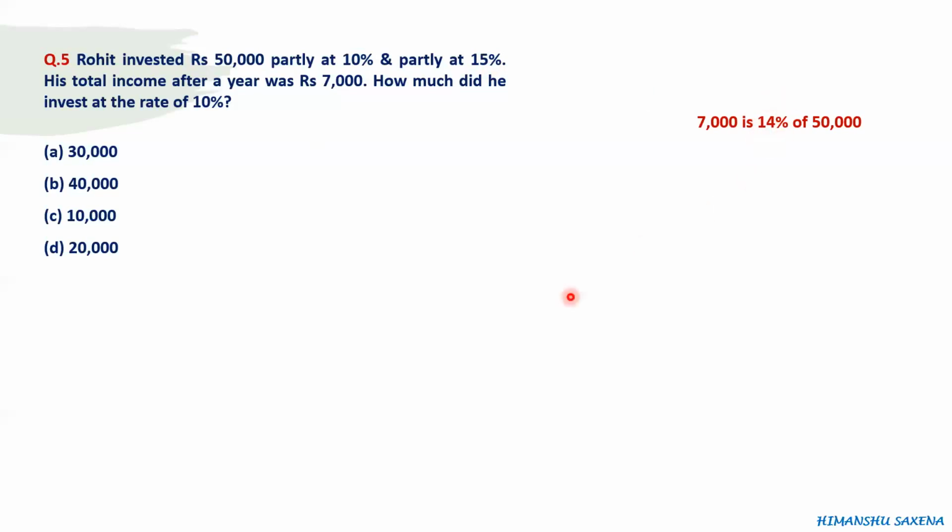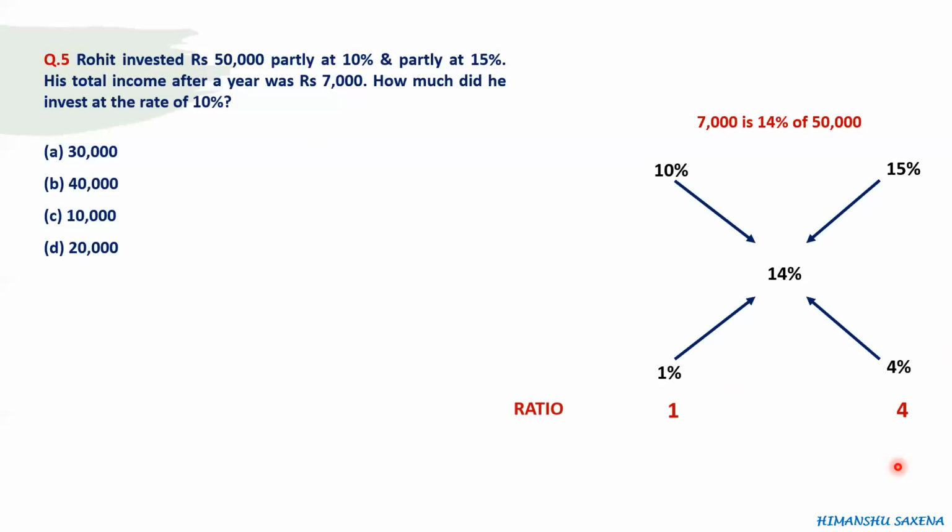So this becomes a mixtures and allegations problem. This is the method we use to solve allegations problems. Here some amount is invested at 10%, some amount is invested at 15%, and you are getting an effective interest rate of 14%. Just find out the difference of these two numbers and you will get here 1, and here if you calculate the difference you will get 4. So the ratio here is 1 is to 4, right? In allegations problems you just calculate the ratio.